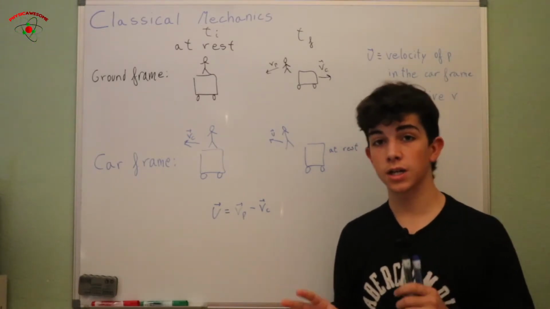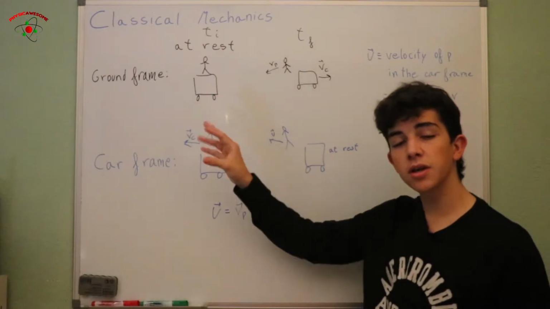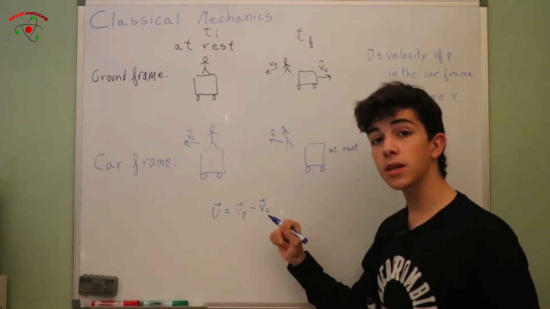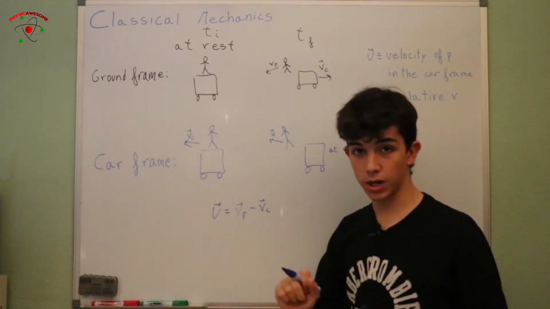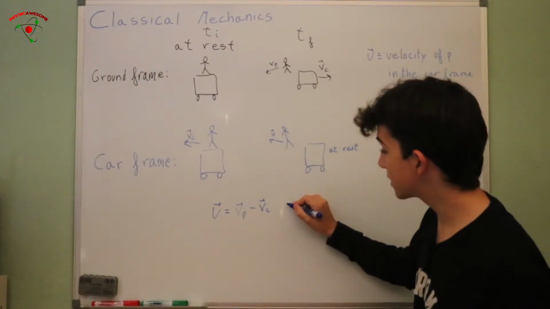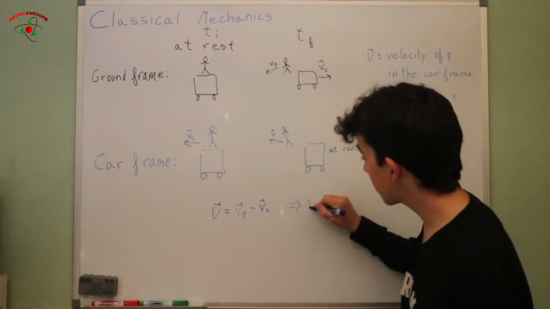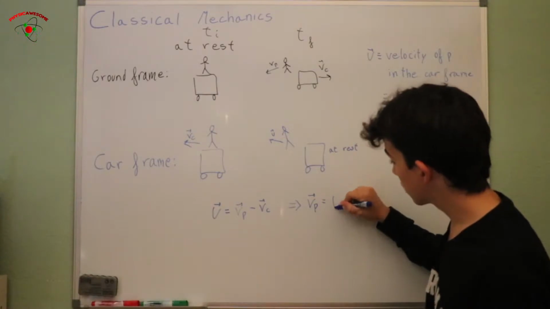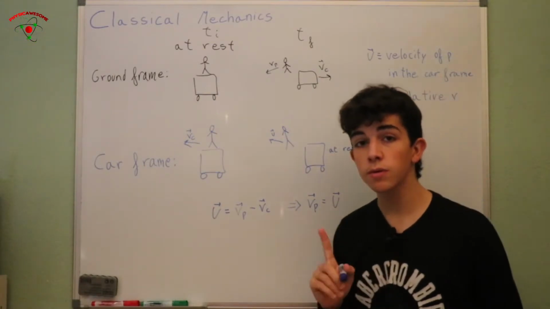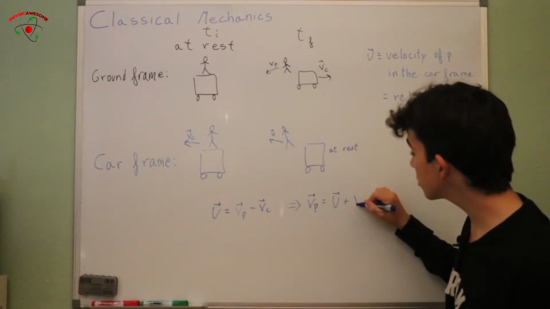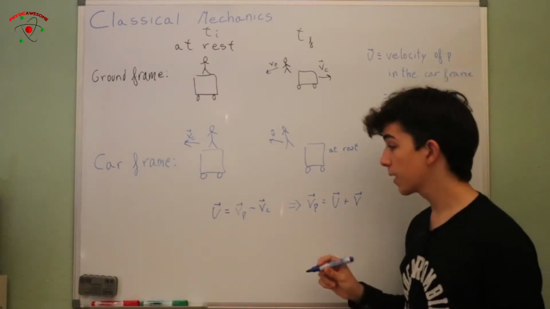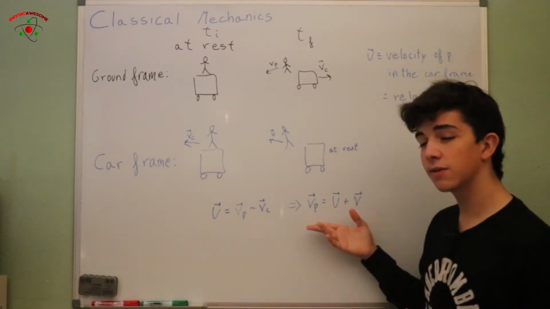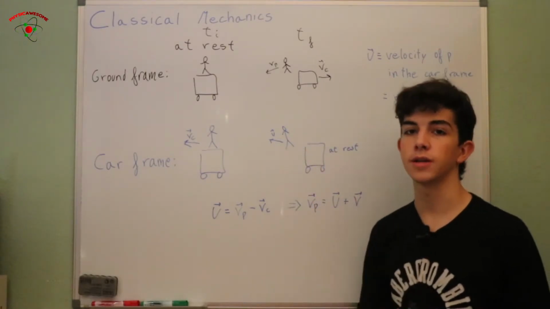However, this is not the end of the story, because there is something more deep about this. v_c is really the velocity of our moving frame. Therefore, we can say that the velocity of the person in the ground frame is equal to the velocity of the person in the moving frame plus the velocity of the moving frame, which is v_c, but we are going to denote by v. And this is really what gives you a more deep understanding of the situation.